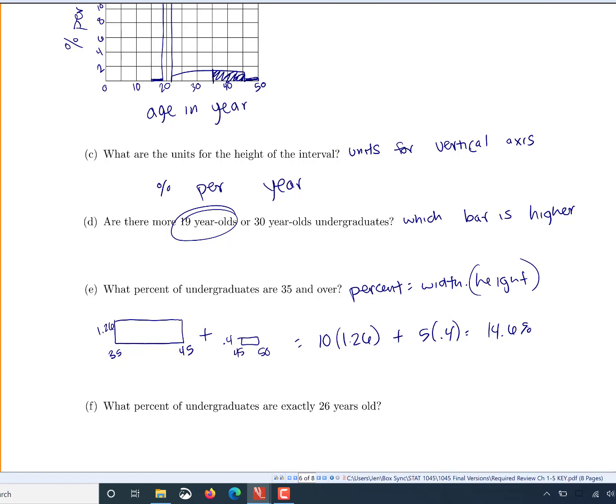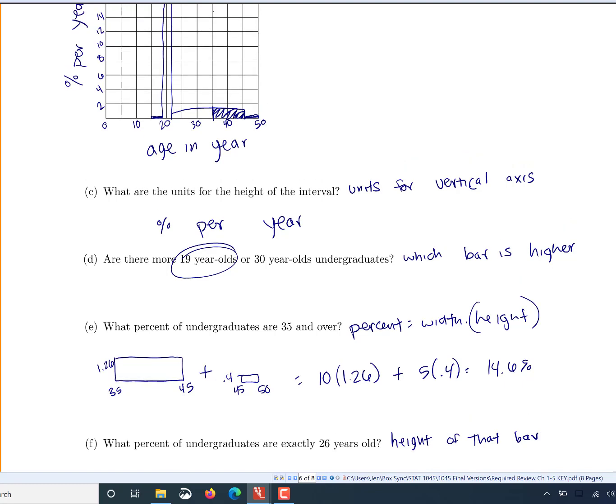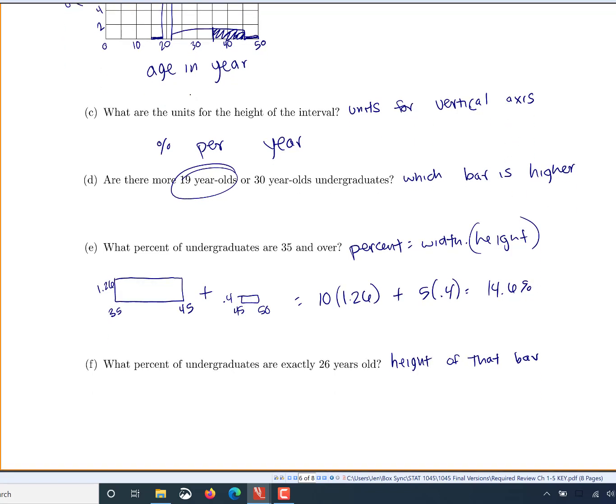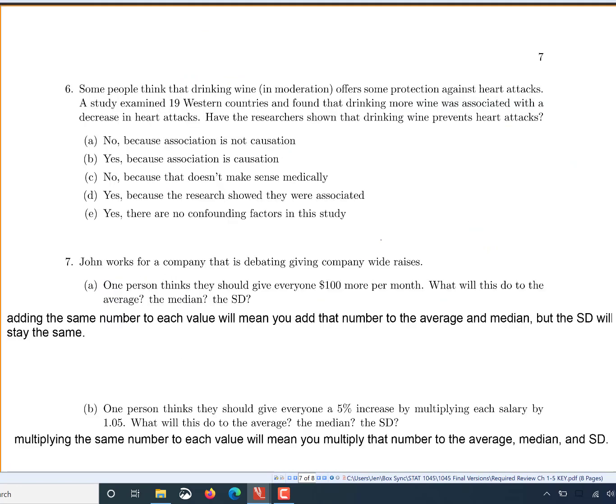Now, what percent of undergraduates are exactly 26 years old? This basically just means what is the height of that bar? Because our units are percent per year, so we want the year of 26, so we just look at the height at 26, and it looks like that's our height of 1.26. So about 1.26% of undergraduates are 26 years old.